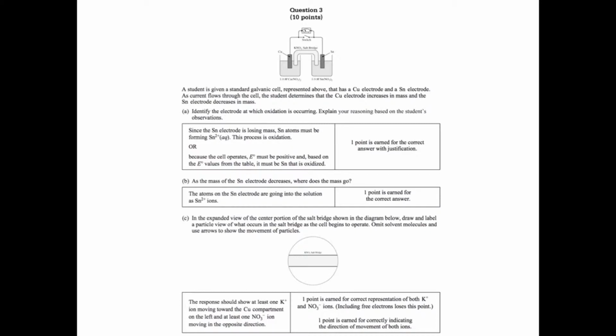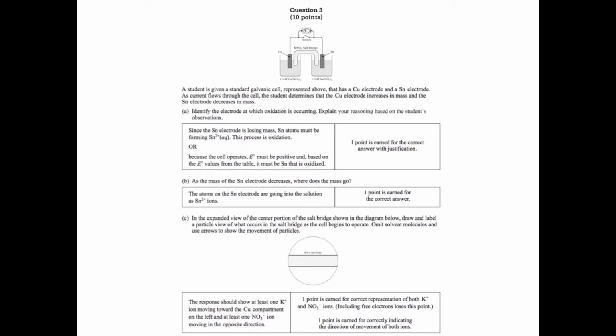In C, it says in the expanded view of the center portion of the salt bridge shown in the diagram below, draw and label a particle view of what occurs in the salt bridge as the cell begins to operate. Omit solvent molecules and use arrows to show the movement of particles. So you want the potassium and nitrate.